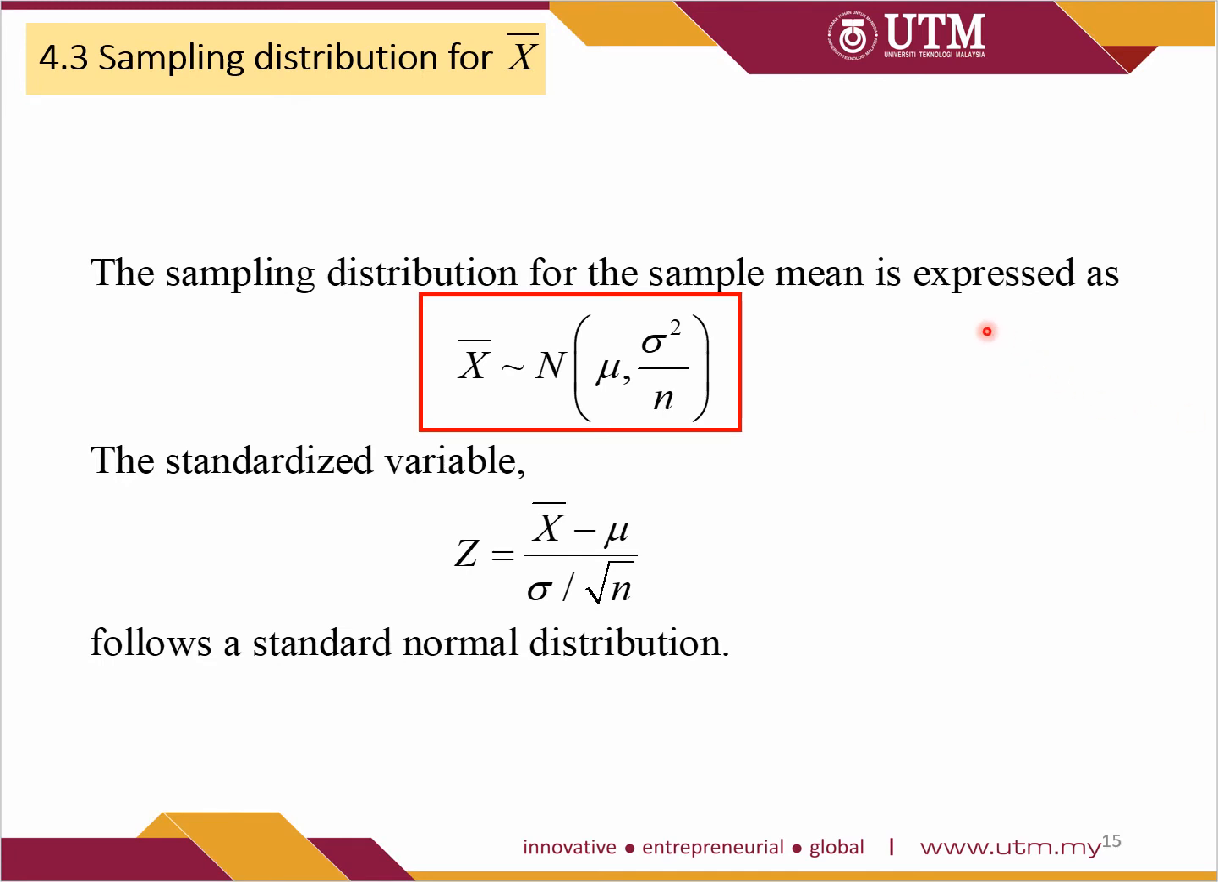So now we can write the distribution for the sample mean: x bar follows a normal distribution with mean equal to the population mean, and the variance would be sigma square over n. And the standardized variable, z equals x bar minus mu divided by the standard deviation, which is sigma over square root of n, follows a standard normal distribution.